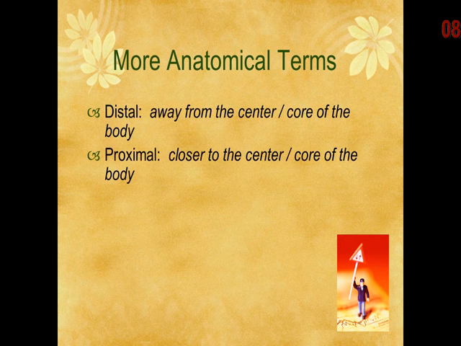When referring to the limbs, we use the term distal to refer to farther away from the core or torso of the body, while proximal refers to something closer to the core or center of the body. These eliminate much of the confusion that can occur with using other terms for the arms and legs, especially if they are in positions other than anatomical position.